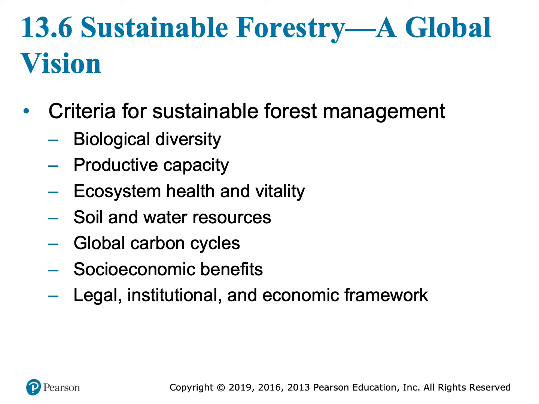Productive capacity. The forest should maintain their capacity to produce a full array of forest goods. Ecosystem health and vitality, factors that present risks to species such as insects, disease, fire, land clearance, animal grazing, and air pollutants should be managed. Soil and water resources, global carbon cycles, and socioeconomic benefits. These are all criteria for sustaining forest management.